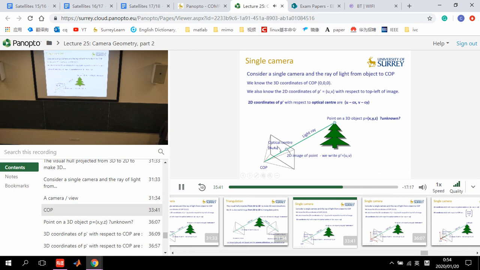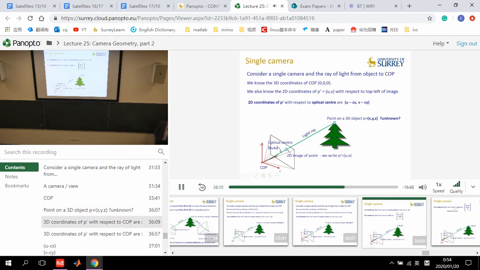And then we also know the 2D coordinates of this point P, and we can express that in terms of an offset from the optical center by just subtracting the optical center from it. So now, instead of u, v, we talk about u minus cx and v minus cy, and we're talking about that 2D image of that point P now expressed as an offset from the optical center.